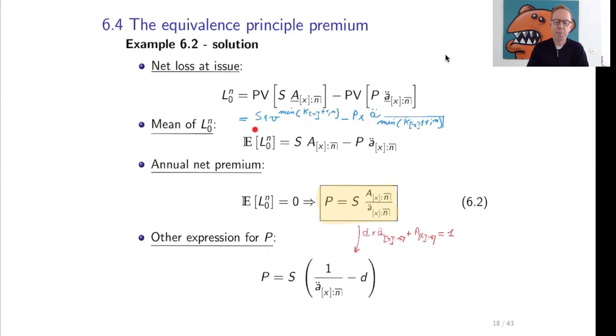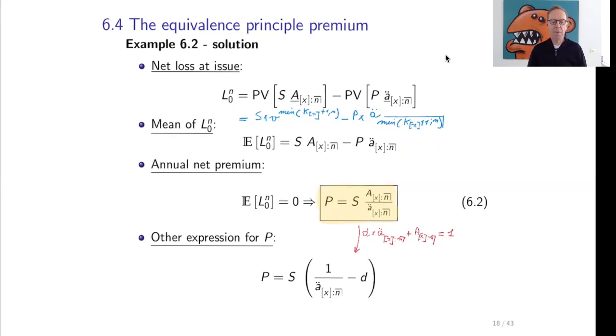So we need the expected loss at time 0. The expected loss at time 0 is then S times A_{x:n} minus P times ä_{x:n}. So you see, when you know the life insurance contract, you know the benefits and the premiums, you can look at the loss, and then immediately you find the expected loss by just forgetting about or deleting the underlying. The step that we do from here to here is a step that in practice you will not make. You will think of this and immediately write this expected loss.